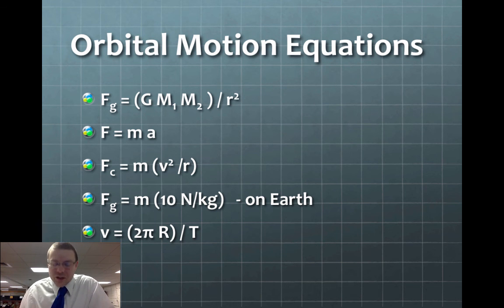And once you have that velocity from the centripetal force equation, you can put that into your velocity equation down here and solve for the time to orbit, or solve for the radius of your orbit. A lot of things are able to be solved once you find that speed.